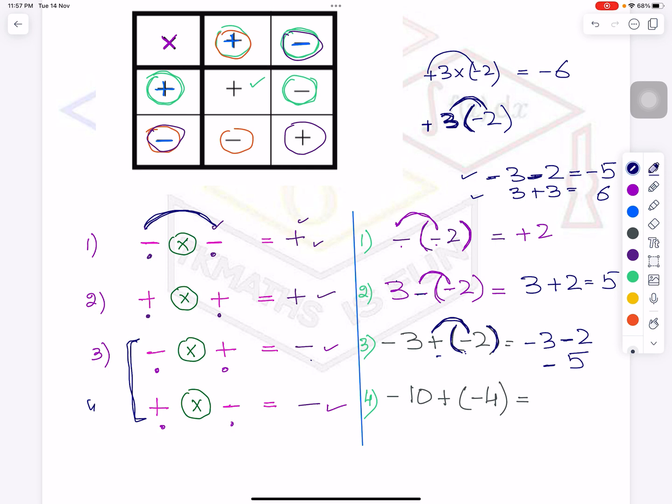Okay, so coming back to number 4 here, minus 10, now plus, and now this bracket is telling you plus is multiplying by minus. So signs are opposite. Plus multiplied by negative is negative. So minus 10 minus 4 equals minus 14. If you understand this concept now, it's very easy. You just have to remember this chart, or you have to remember these 4 examples I have given to you here. So it will be very easy for you.